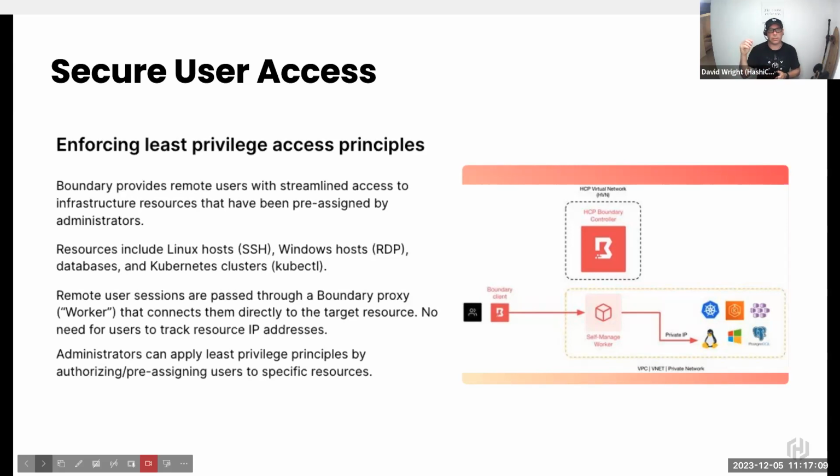Boundary uses a proxy mechanism that has these workers. That worker is then defined into a remote location. So in this case, we have a public location or a private endpoint, for example, that we could connect through to.